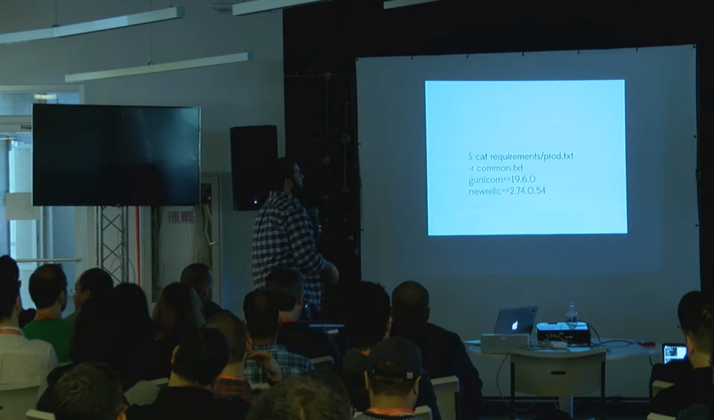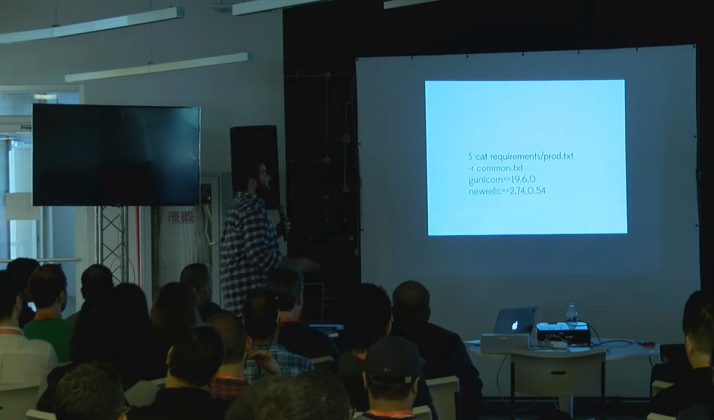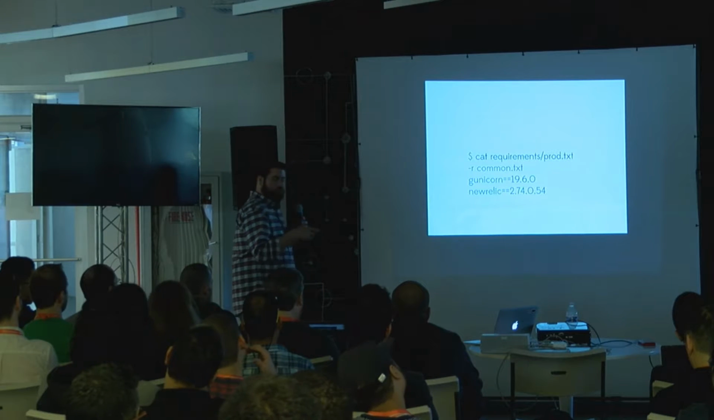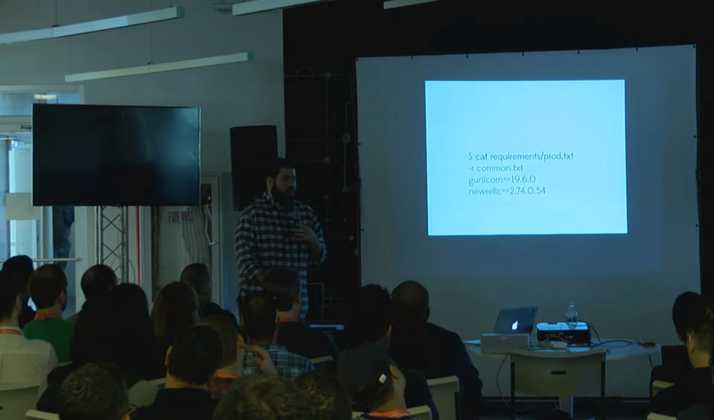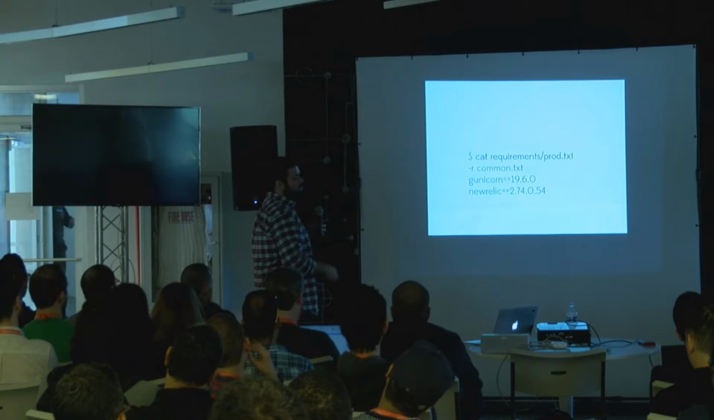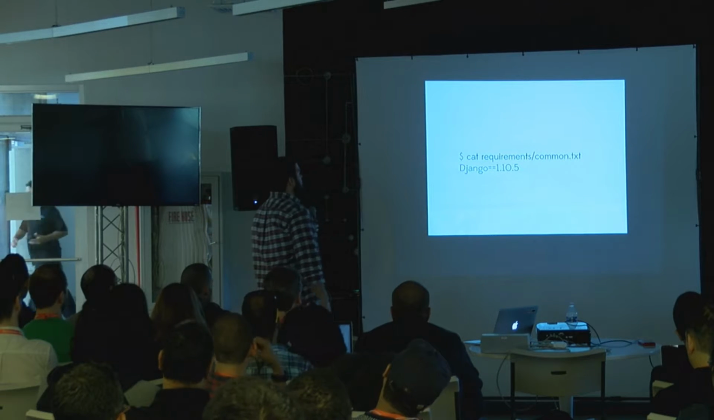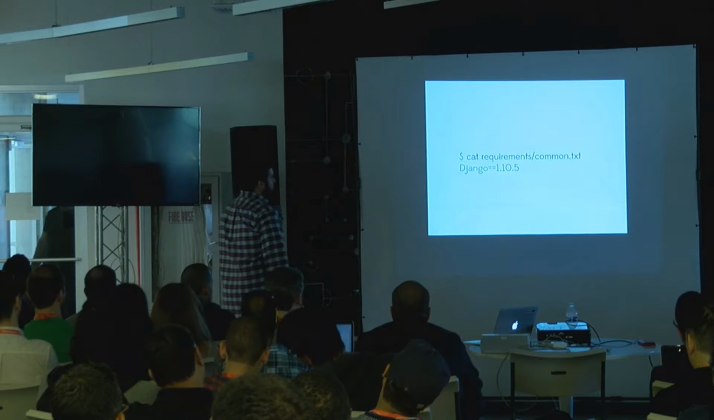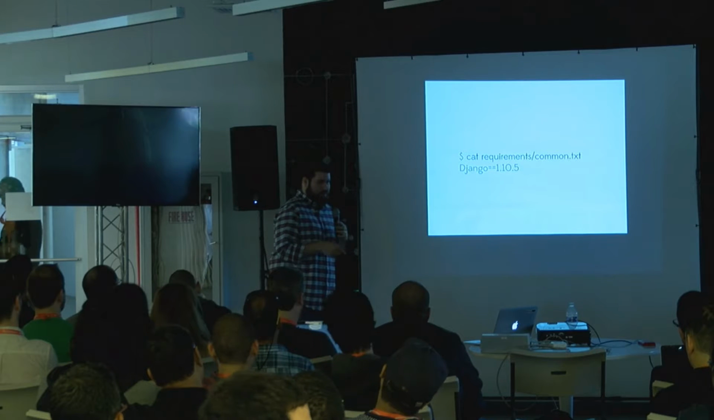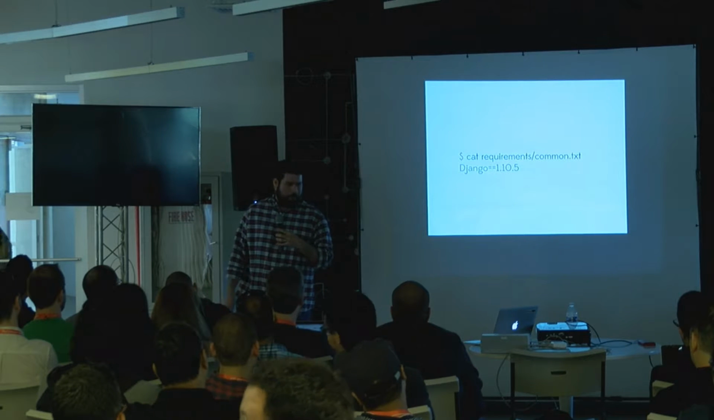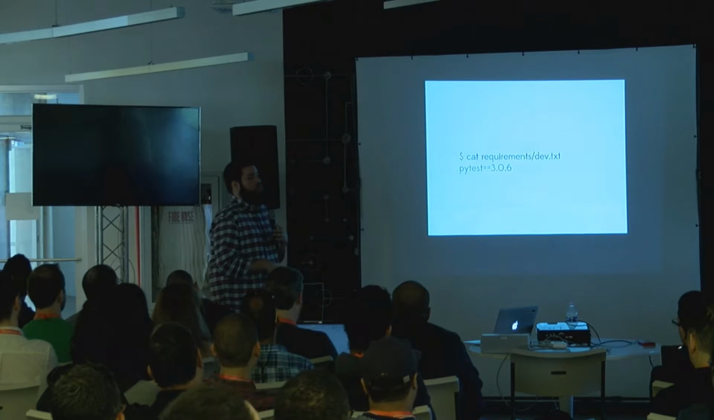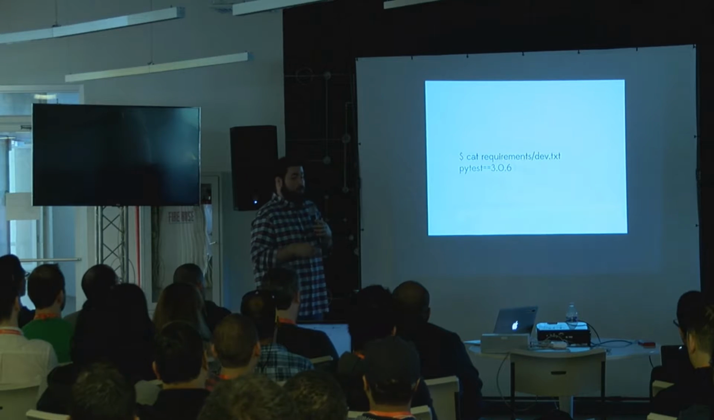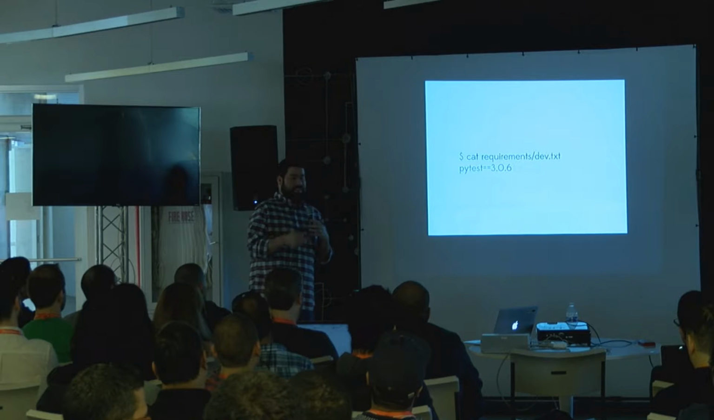If we then look at that file, we'll notice that it has something similar, -r common.txt, and it has 2 other dependencies. These are our production-specific requirements. If we then look at our common.txt file, we'll see that we have Django 1.10.5, so that's our common dependency. If we then look at our dev.txt file, we have one development-specific requirement, which is pytest.